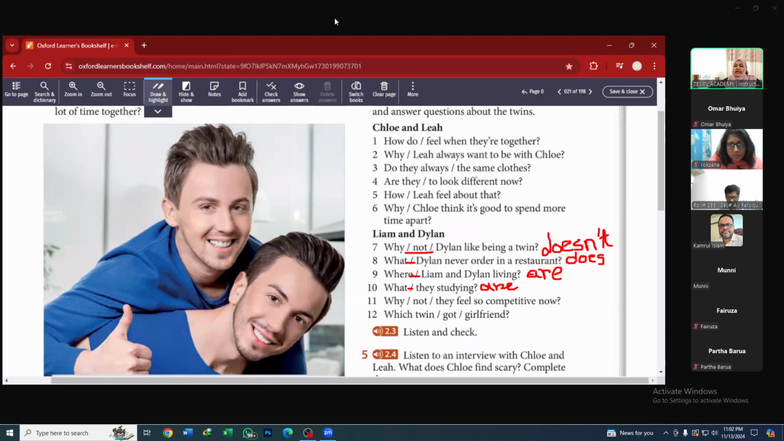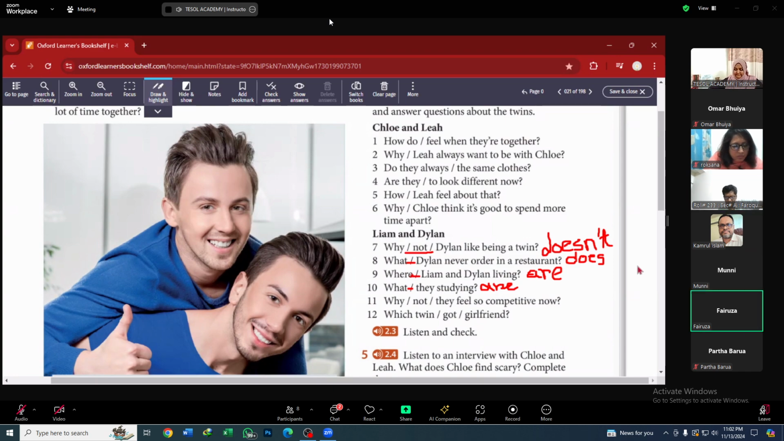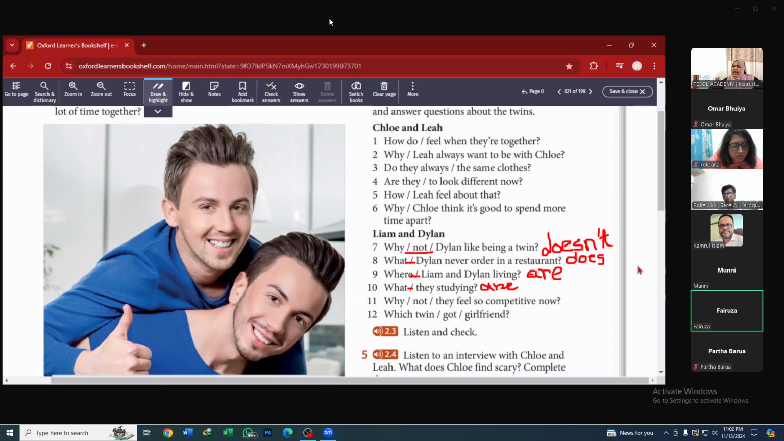Miss Bindu, number 11. Why don't they feel so competitive now? This will not be past tense because they are still here, right? Because they just spoke about you. It will be present tense. What will be the present tense here? Does? No, it's do, because it's they.